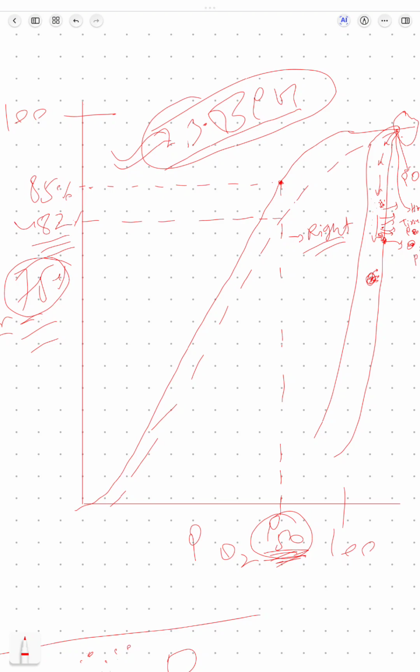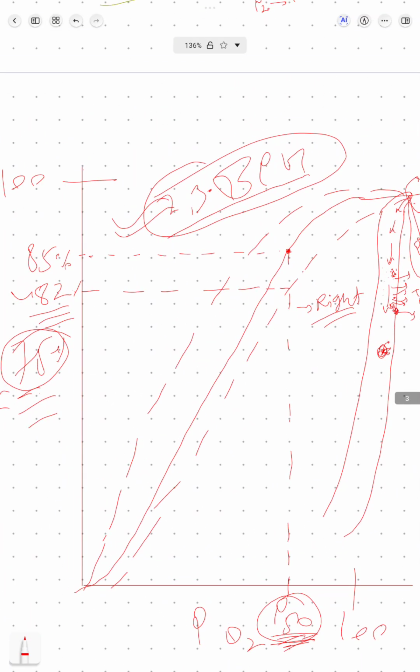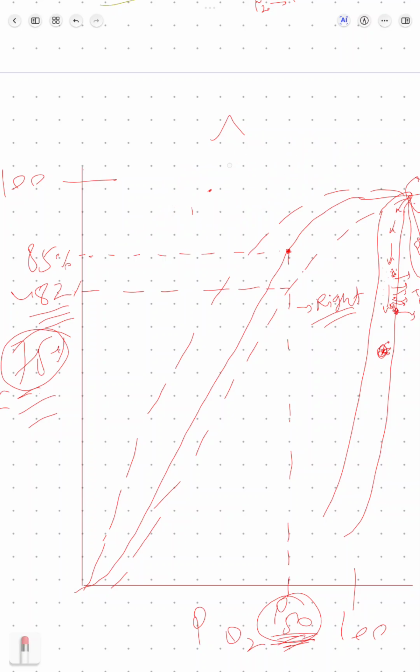So what is left shift? Let's see. So this is left shift. In left shift, what happened? This BPG is not present. In left shift, the RBC is more prone to oxygen, so they are not trying to leave the oxygen easily. Their binding affinity is more.